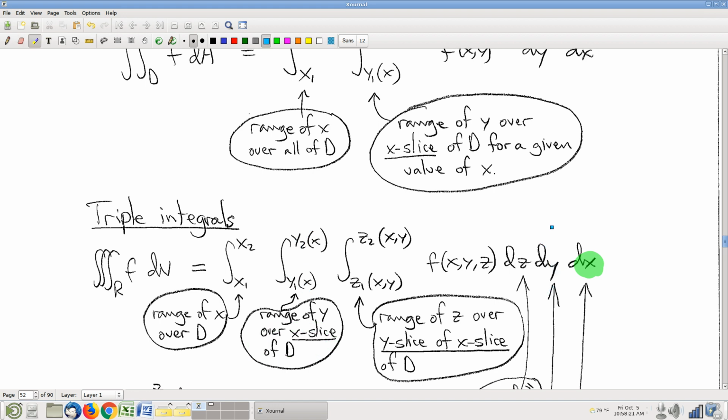To get the bounds on the inside integral, not only do we keep x fixed, but then we're going to fix a value of y. We're going to look then at a y slice of the x slice. We're going to draw some pictures in just a moment. We fix a value of y. We're looking at a y slice of our x slice, and then on that y slice of our x slice, we look at the range of values of z.